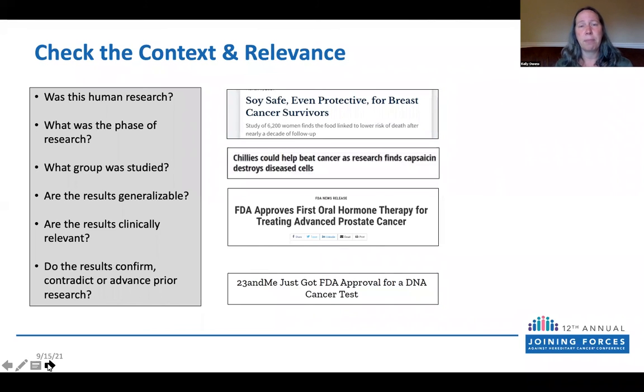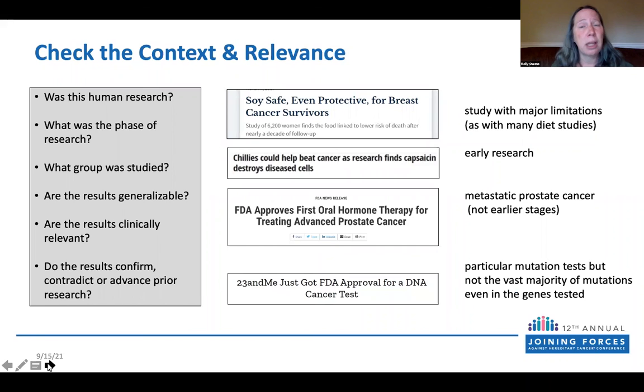So in the case of the titles here, this first one about soy, protective for breast cancer survivors, is a diet study. And as with many nutrition studies, there are some major limitations. It's really hard to get people to eat in a particular way with a particular guideline. So it is difficult often to make very strong conclusions about these studies. We see subtle effects, but they should be viewed with some caution. The second title, Chilies Could Help Beat Breast Cancer, is about very early research. It's an exciting, promising area, but it's unclear whether it will really pan out as being an issue that's relevant or important for people.